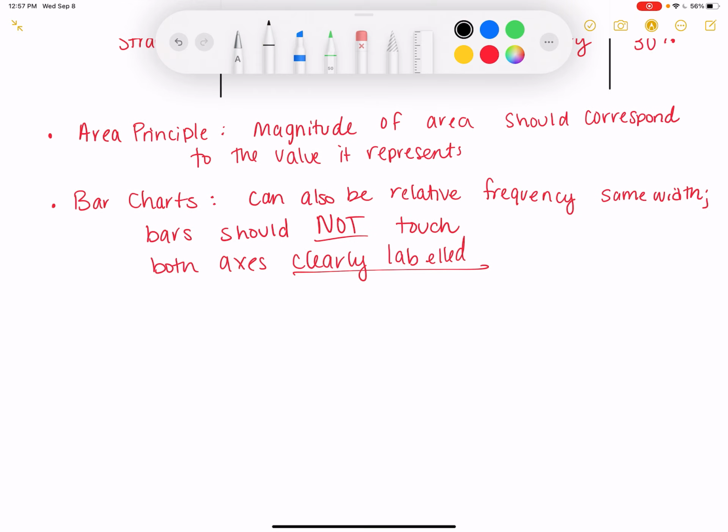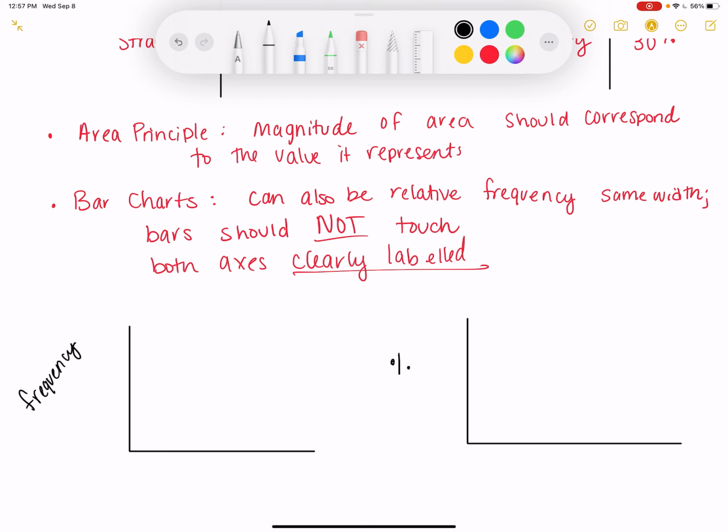All right, so we're going to draw 2. This first one is going to be for frequency. This one is going to be percentages.